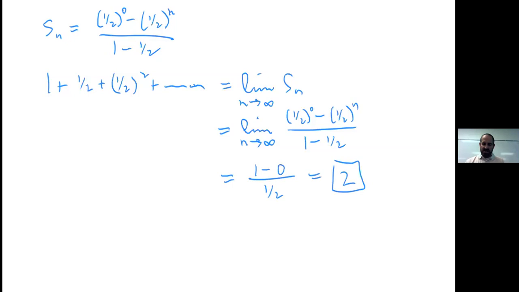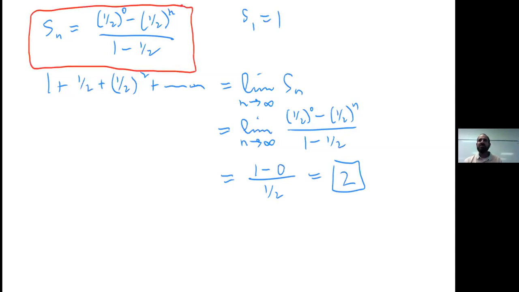Now this formula is amazing because S1 we knew was 1, and usually I like to check things to make sure that the formula is right. What if I plug in n equal to 1 into this formula? Do I get 1? It's going to be 1 minus a half over 1 minus a half, which is 1. What about S2? That's 3/2. Does that make sense?